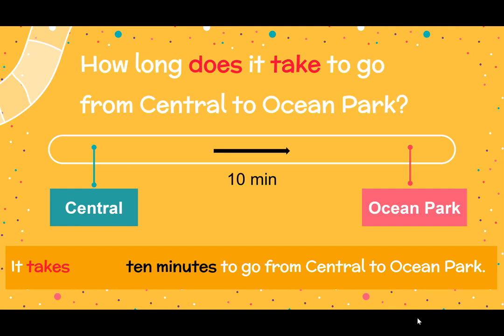Remember to add s to the verb take after a third person singular pronoun, it. The word does in the question also reminds you of that. In your answer, you can also add the word only to show that it doesn't take very long. It takes only 10 minutes to go from Central to Ocean Park.